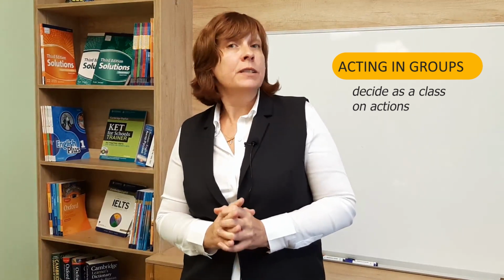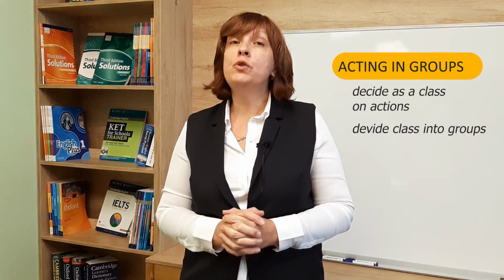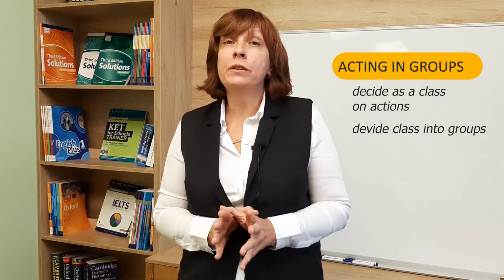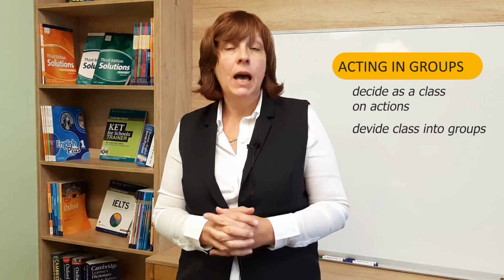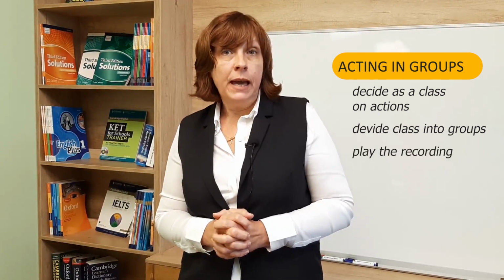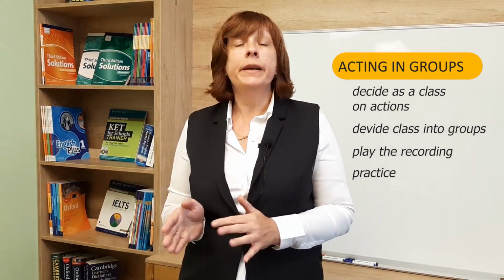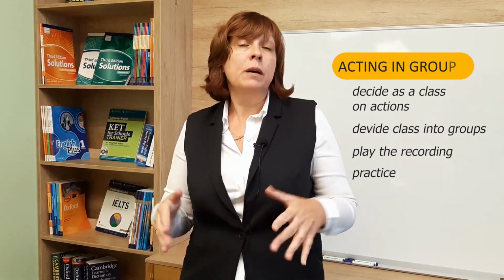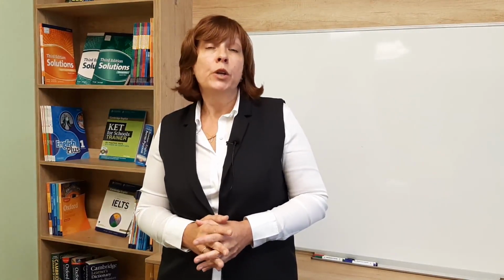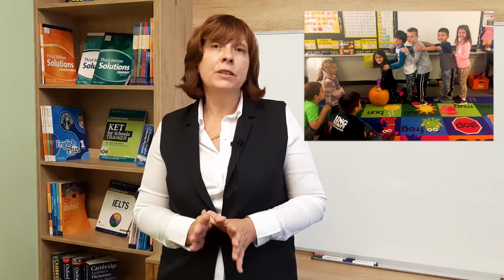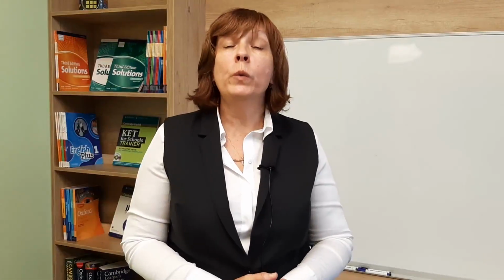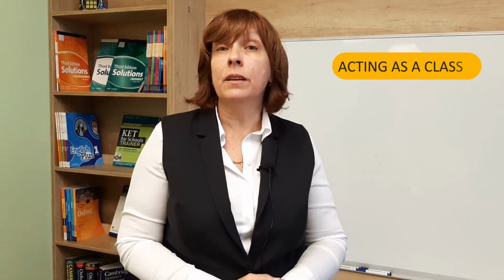Firstly, decide as a class on actions for each character at each stage of the story. Then divide your class into groups so that there is one child to play each character. Then play the recording. Children practice their lines, if they have any, in their groups and do some actions. At the end of the exercise, invite some of the groups to come to the front of the class and act out their stories.